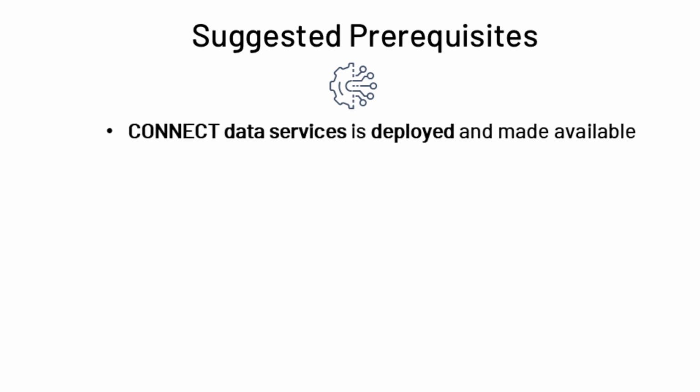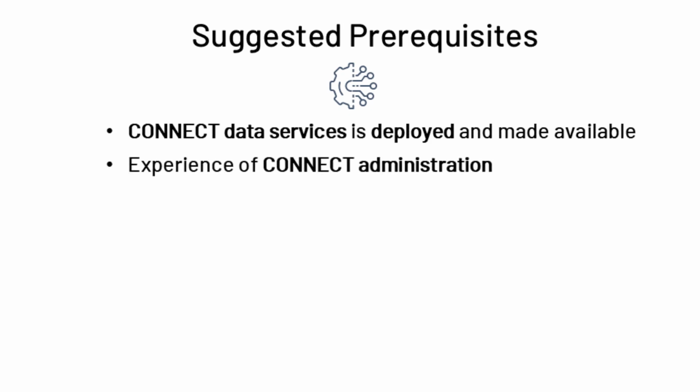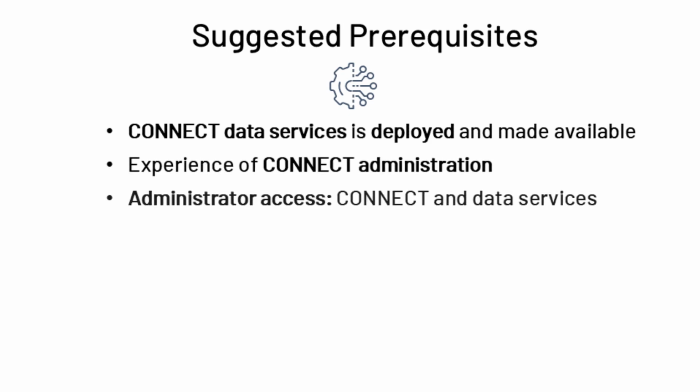To start this work, Connect data services will be deployed and made available to your organization. You should have experience of managing Connect, and have administrator access, in your Connect account and in Connect data services. Administrators in Connect are automatically assigned admin access, in Connect data services, when the service is activated.